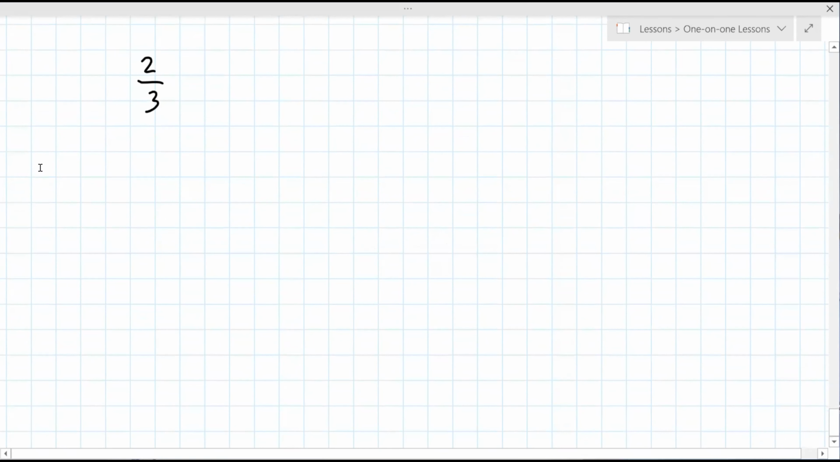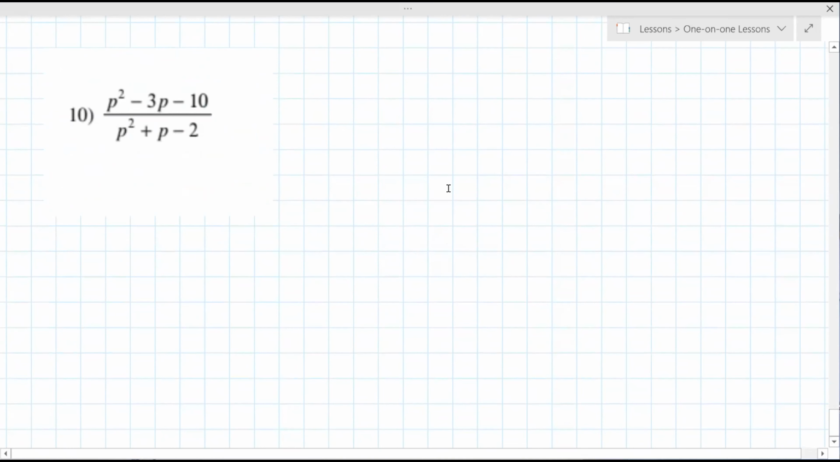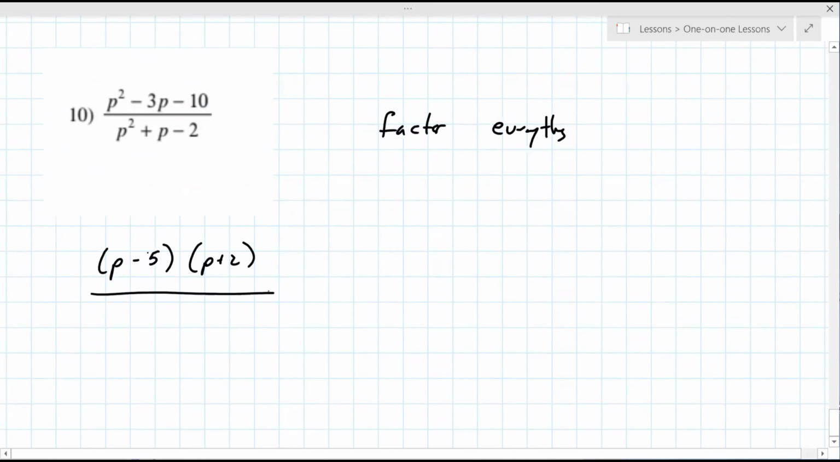This is why I don't like even teaching it. I would never teach it this way, because you really should factor everything. We're finally up to some problems where I need you to factor everything, but do not simplify. You need to be able to factor the top, and you need to be able to factor the bottom.